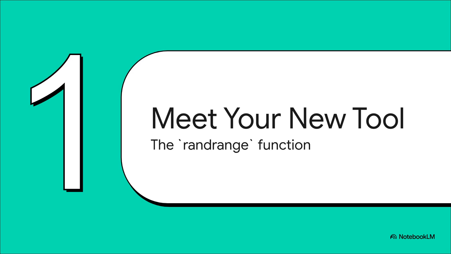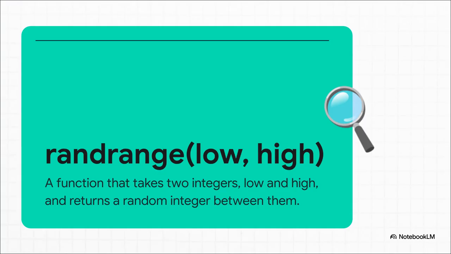Okay, so to get a handle on all this randomness, you're going to need the right tool for the job. So let's add a brand new function to your programming toolkit. Say hello to randrange. The randrange function is honestly super simple. You just give it two numbers, a low end of the range and a high end, and bam, it spits out a random whole number somewhere in between. It's that straightforward, and you're going to find it's incredibly useful.